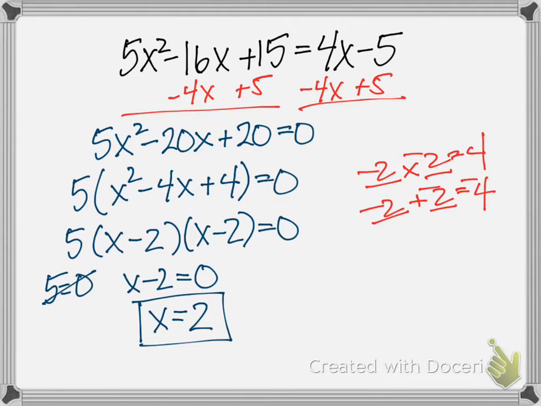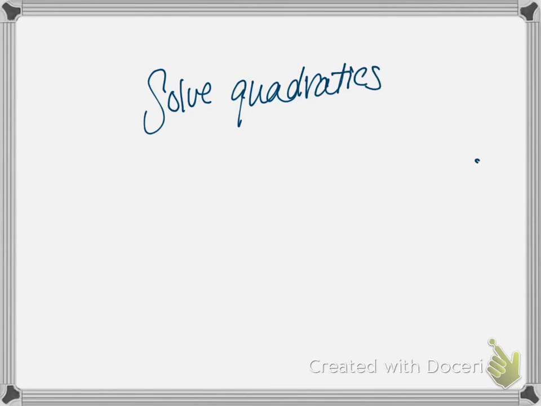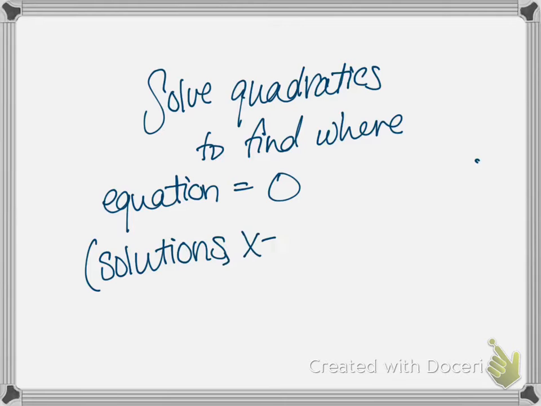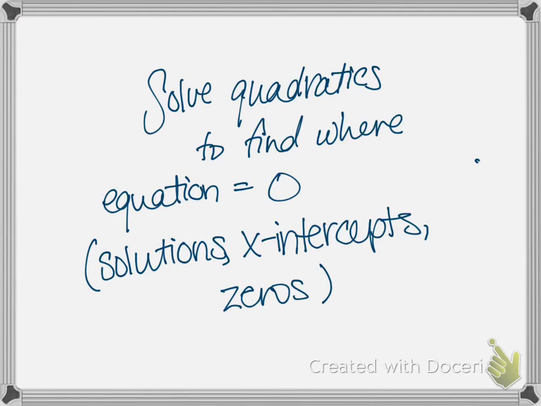So just remember, when we're solving quadratic equations, one more thing: we are solving quadratics to find where the equation equals 0. And we call these solutions. We call these x-intercepts. Or we call these zeros of our equation.